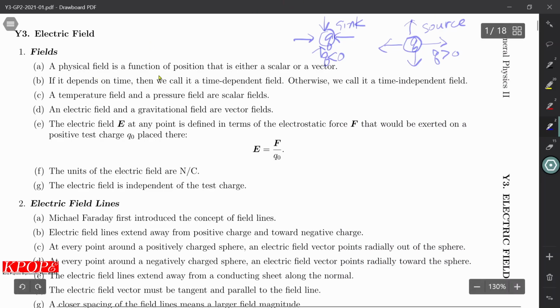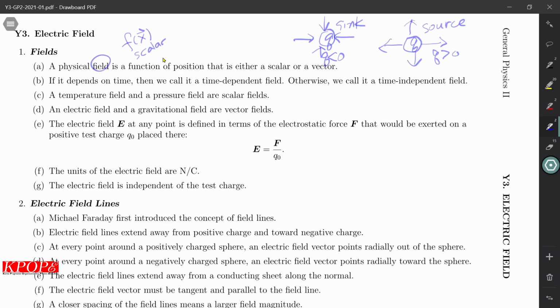A physical field is a function of position that is either a scalar or a vector. The field is different from a mathematical field. Field is a function of position vector. Sometimes this field is a scalar, for example, temperature field or potential field. And sometimes it is a vector: a function of position vector, but the value is a vector. This is a vector field.